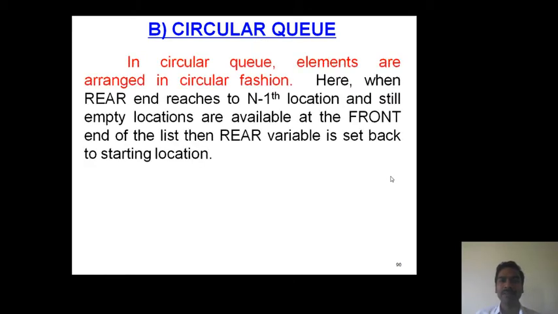So in a circular queue, if the rear end reaches the n-1th location and still empty locations are available at the front end of the list, then the variable rear is set back to the starting location. Such a representation is known as a circular queue. So here, logically, elements are arranged in circular fashion.